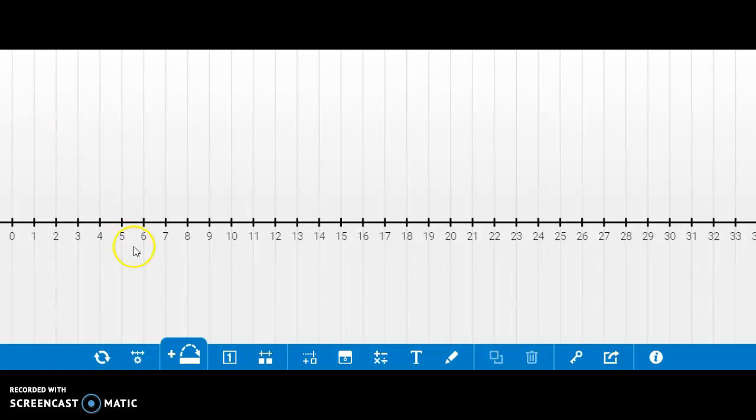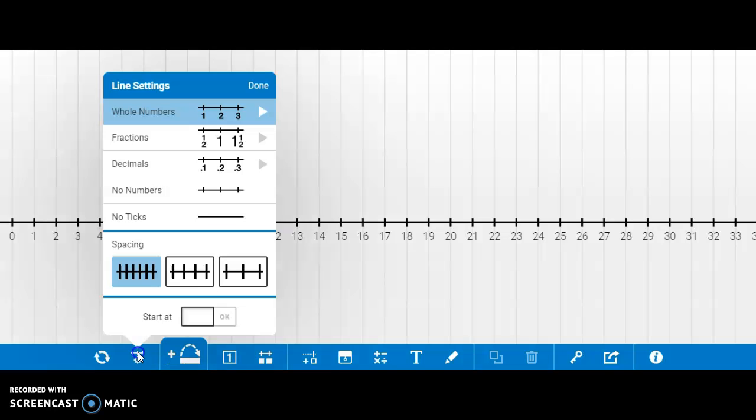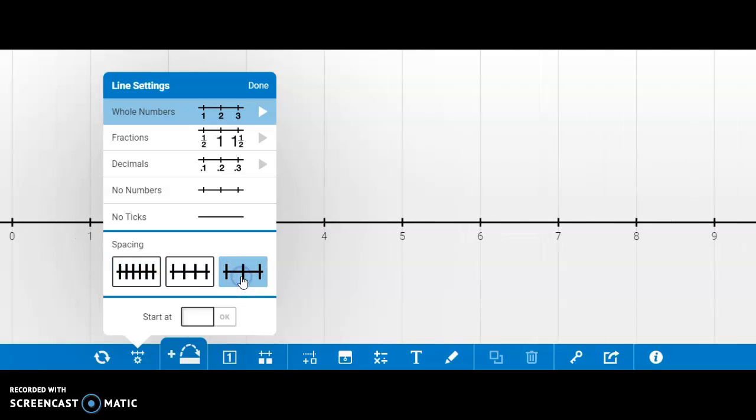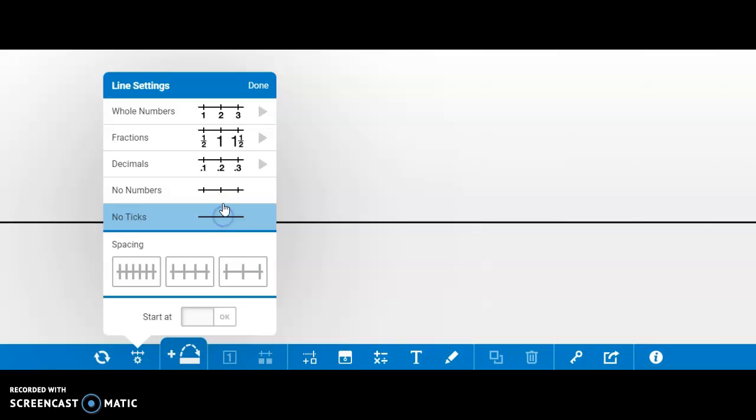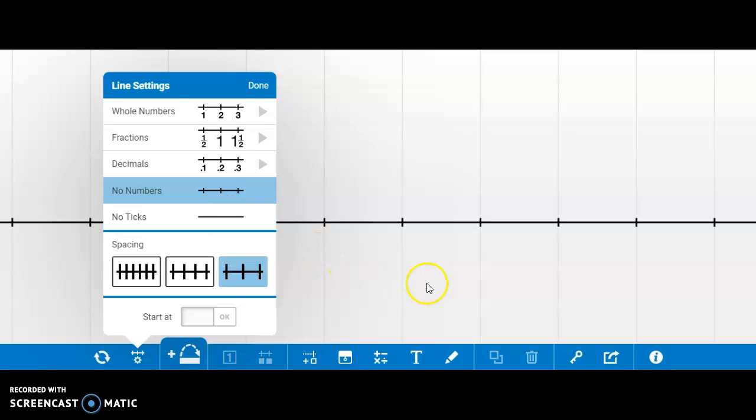So remember, on this virtual manipulative slide that we're going to use for our number line, you go down to the bottom where it says change line settings, and we're going to do no ticks, or let me see what spacing is here. We could possibly use our spacing this way, but I don't want any ticks. I want no numbers. So I'm going to put no numbers, because we're going to make our own numbers here.